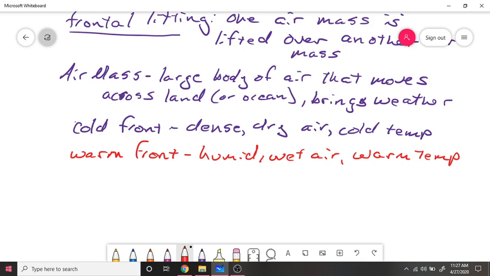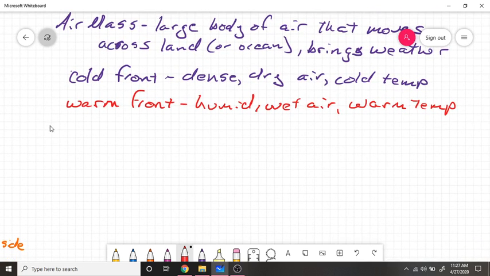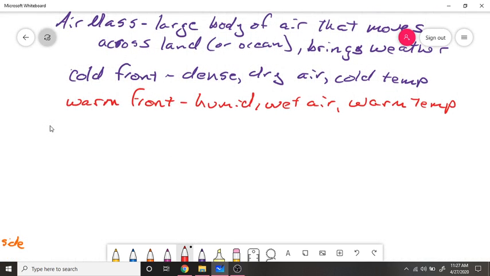Now, when you hear a meteorologist talking about a cold front or a warm front, these warm and cold temperatures are relative to the time of year. So if it's been 90 degrees all week and a cold front is moving in, that cold air is just cooler than the current temperatures. So the cold front could be 70 degrees.